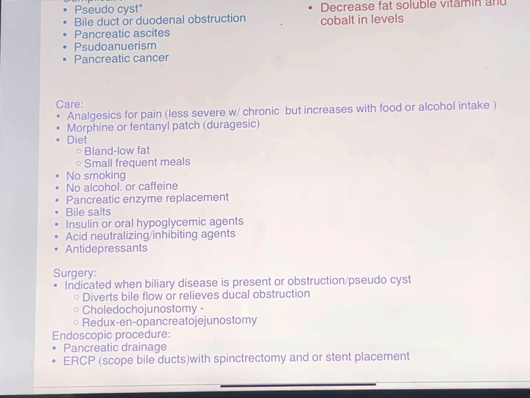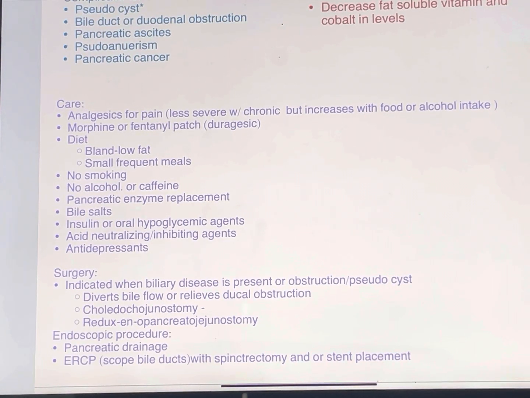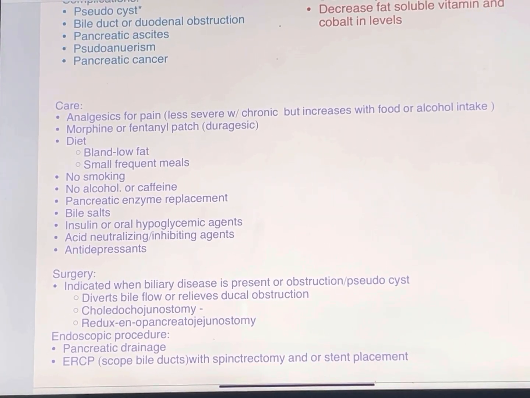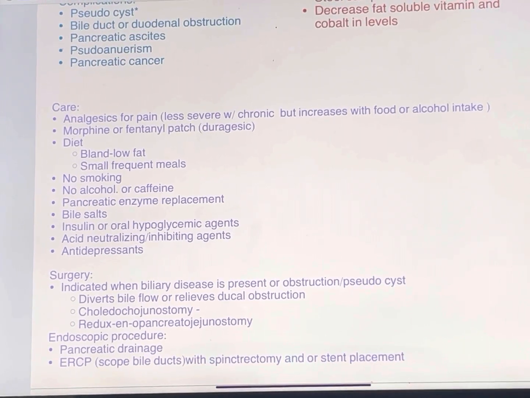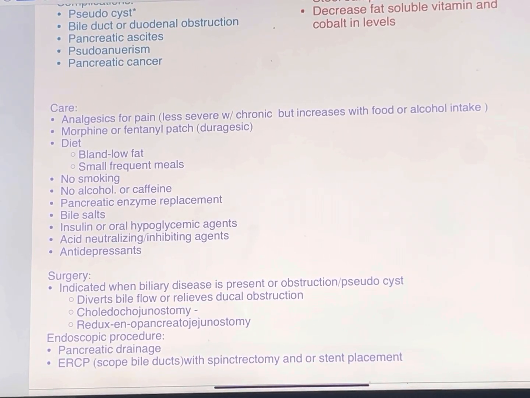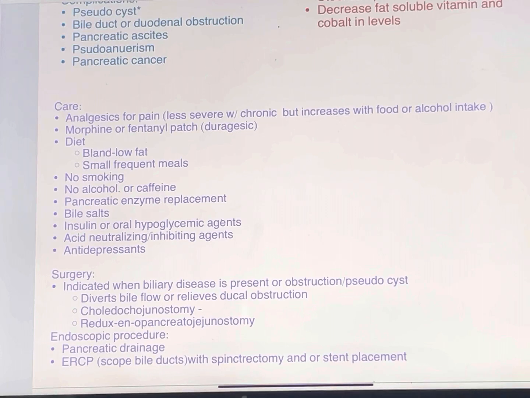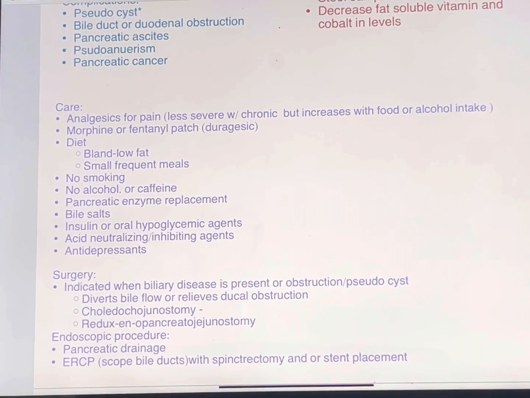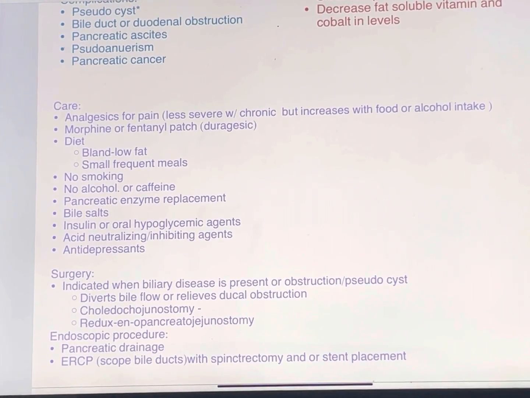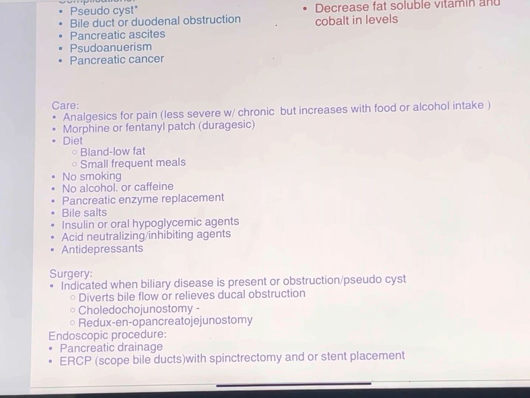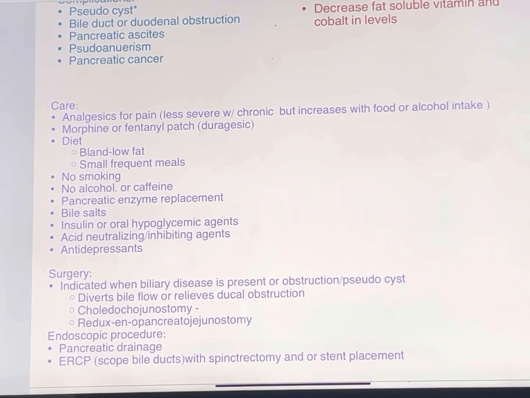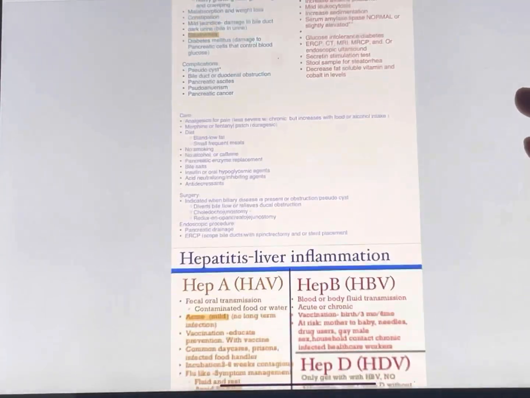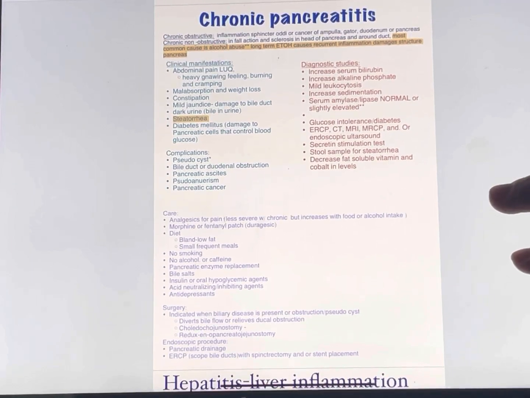Surgery is indicated when biliary disease is present and for the obstruction of a pseudocyst, which diverts the bile flow or relieves the ductal obstruction. They can also have endoscopic procedures such as pancreatic drainage and/or ERCP, which is a scope through the bile duct. And typically a stent can also be placed to keep that bile duct open and the enzymes flowing freely. So I hope this helps.